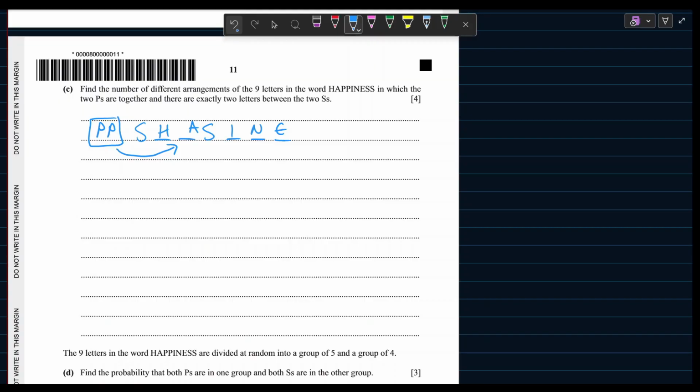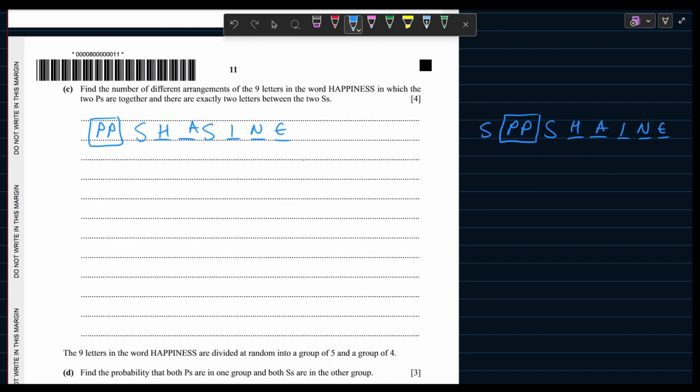We'll do that calculation separately. So in fact, let me just put this scenario on the side where the P blocks are in between the S's. And then we've got our 5 remaining letters, 1, 2, 3, 4, 5. So that's going to be the H, the A, the I, the N, and the E.